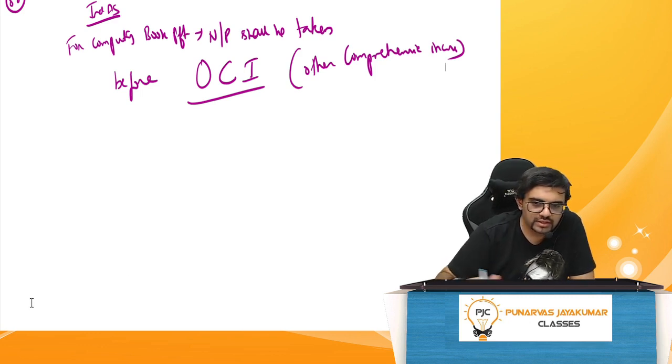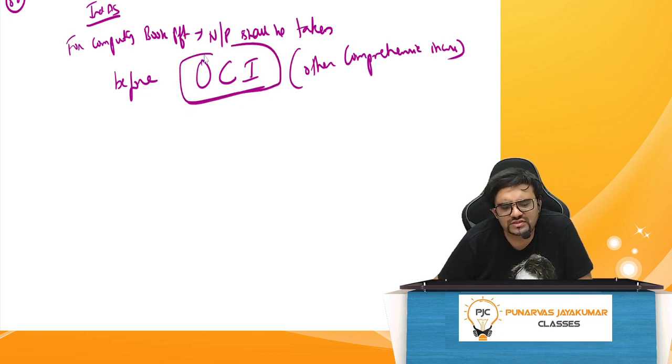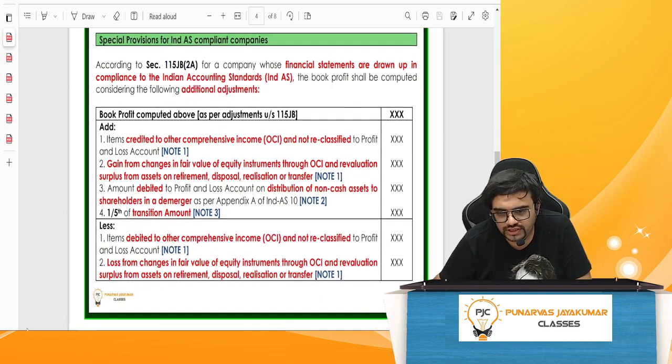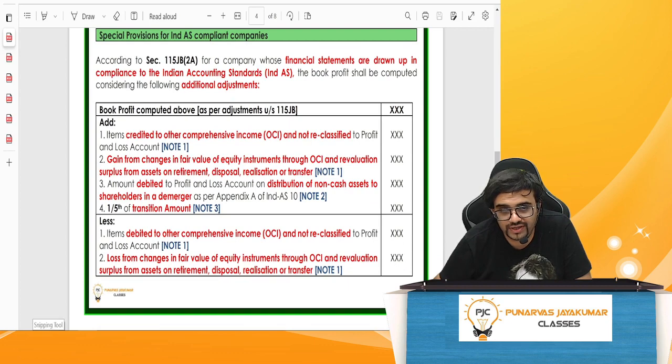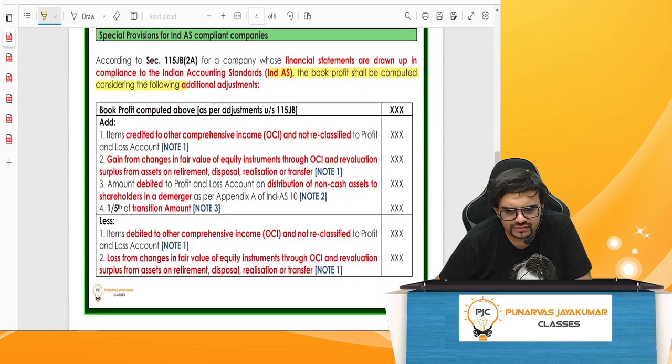So in Ind AS, you will find this concept called other comprehensive income. Here I should compute the net profit before this computation of OCI. And once I compute OCI, there are some adjustments that I have to do. That is what there is to it here. The book profit shall be computed considering the following additional adjustments. These things should be added, these things should be subtracted. First one, items credited to other comprehensive income and not reclassified to P&L account.